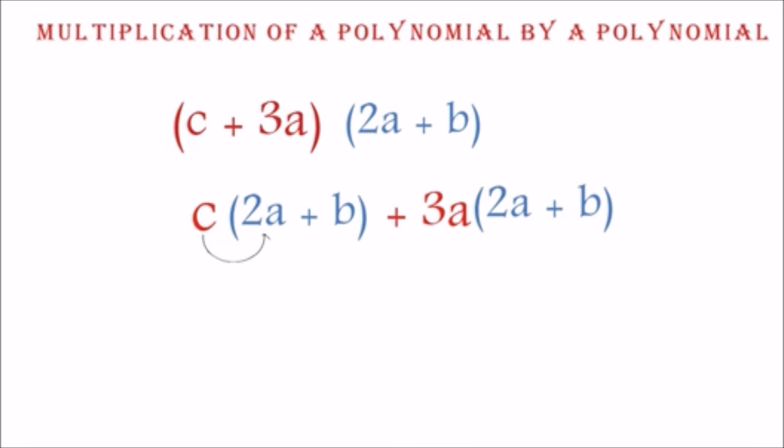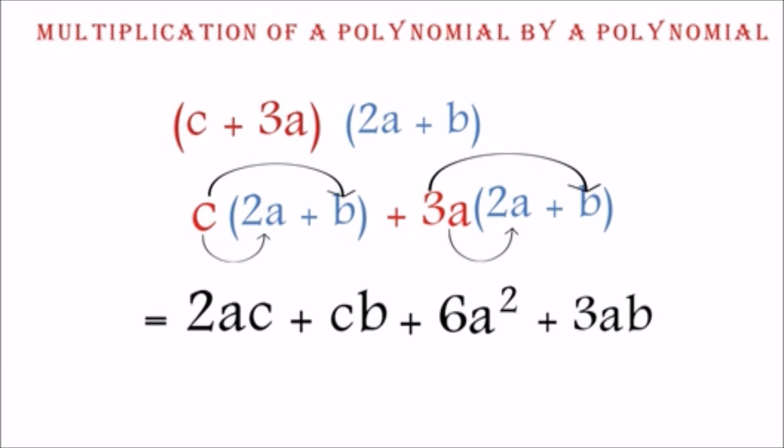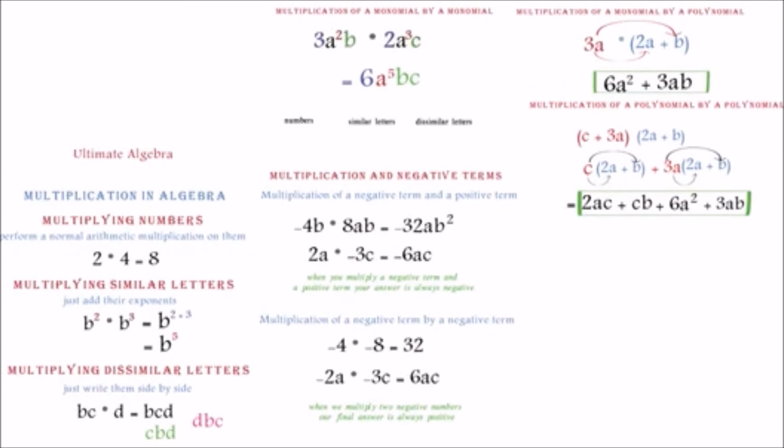c times 2a is 2ac, and c times b is cb. 3a times 2a is 6a squared, and 3a times b is 3ab. Notice that these terms are dissimilar, so this will be your final answer. I hope this was easy, especially the final part.